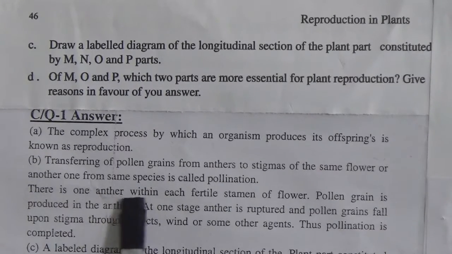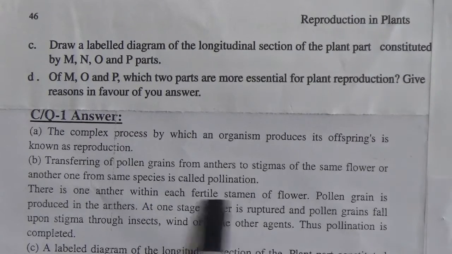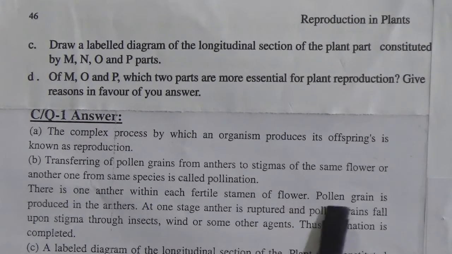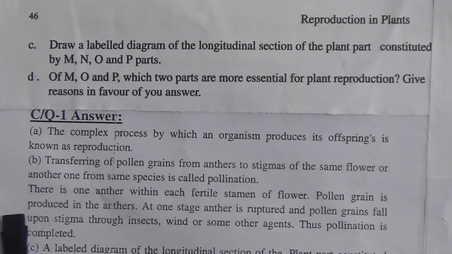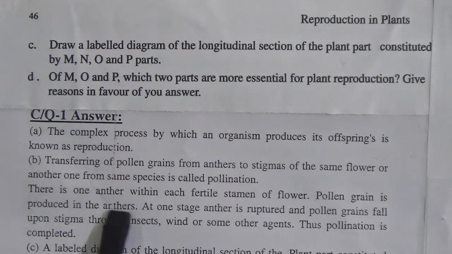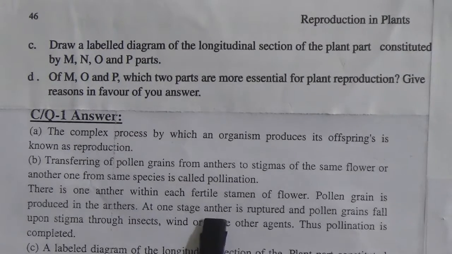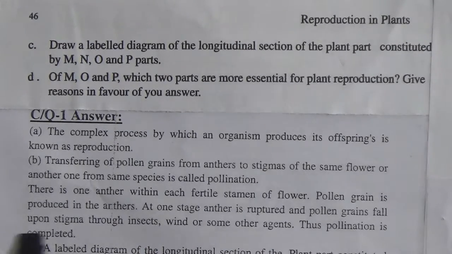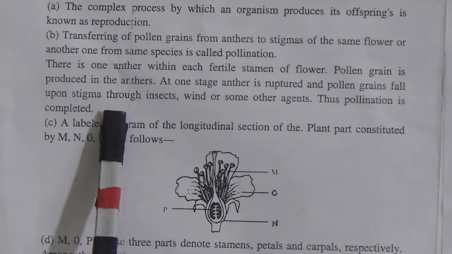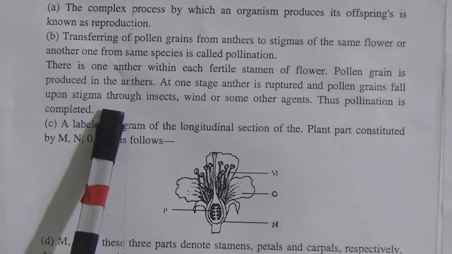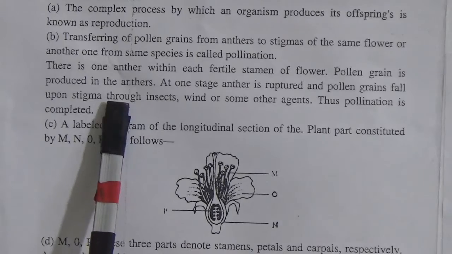There is one anther within each fertile stamen of the flower, and pollen grains are produced in the anther, and at one stage, the anther is ruptured and pollen grains fall upon the stigma through insects, wind or some other agent, and thus pollination is completed. And along with this you have to write there are two types of pollination, that is self pollination and cross pollination. That will be better for you.